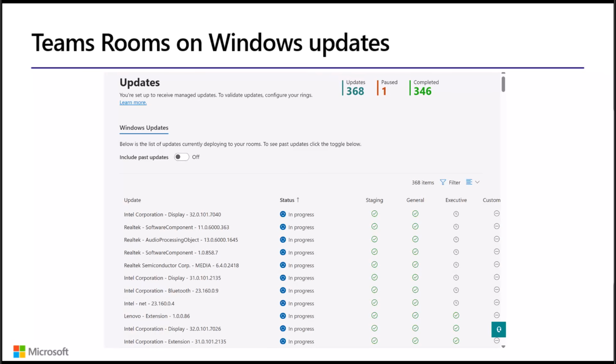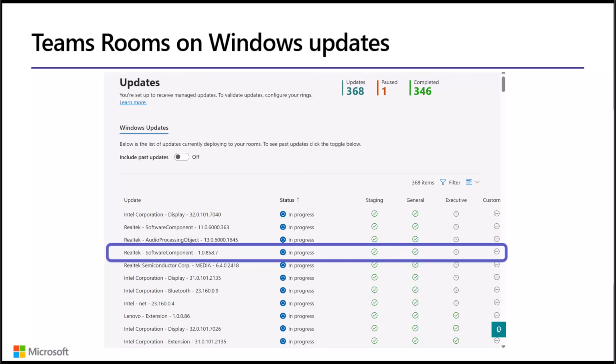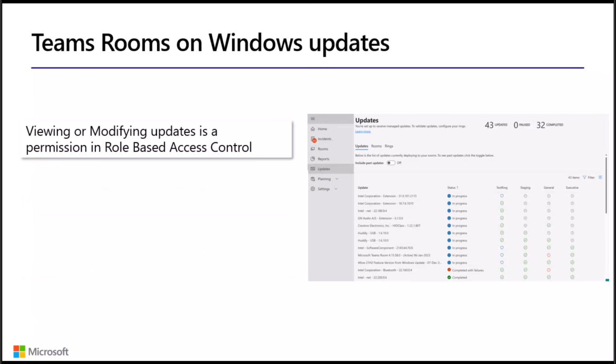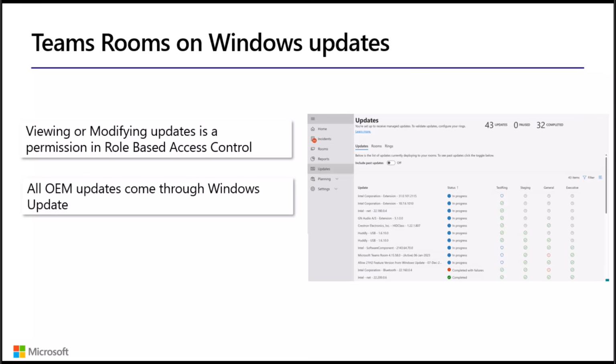If so, the update will be flighted to the tenant for visibility. Then it will be determined if it's time for the device to get the update, depending on the ring where they had been assigned. In order to view or modify updates, you must be assigned these permissions for the role you've been assigned. All OEM updates come through Windows Updates and will be flighted in the Teams Rooms Pro Management portal if any of your devices are targeted as needing that update.